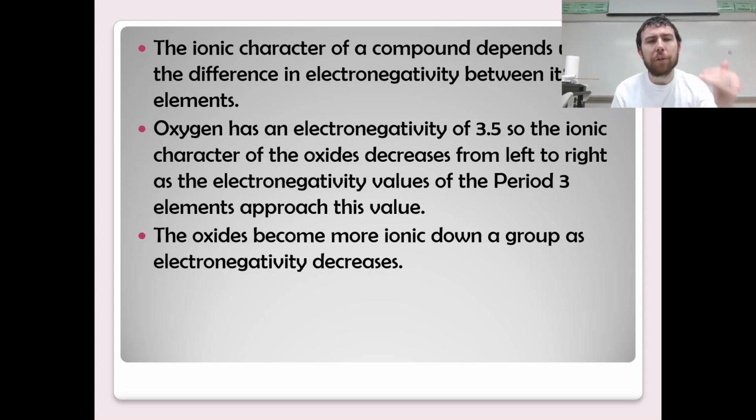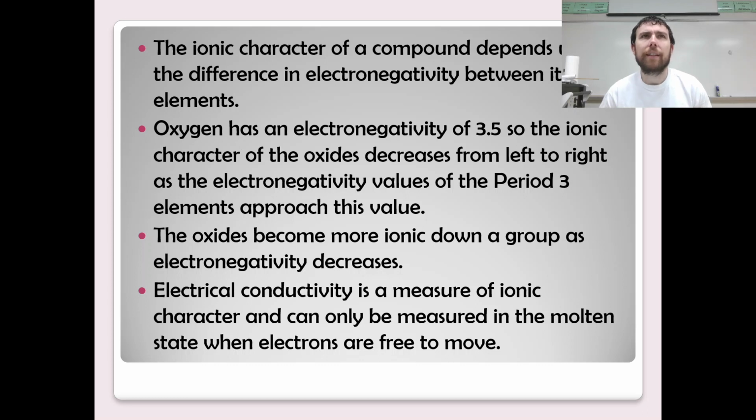Now, if you were to move down a group, for example, if you start looking at sodium, potassium, rubidium, the oxides would become more ionic as you move down a group, because again, the electronegativity is decreasing as you move down a group. So then rubidium would have the most ionic character of its oxide, right? Because the difference in electronegativity would be greater.